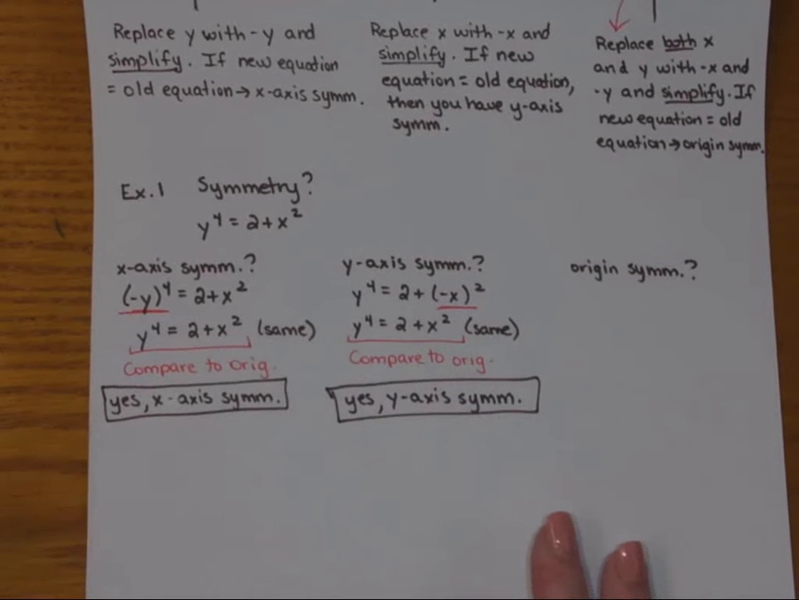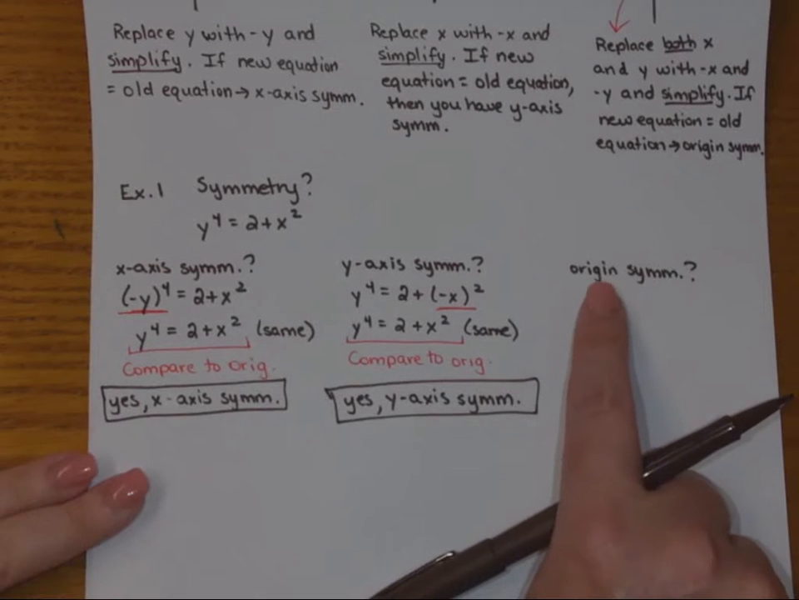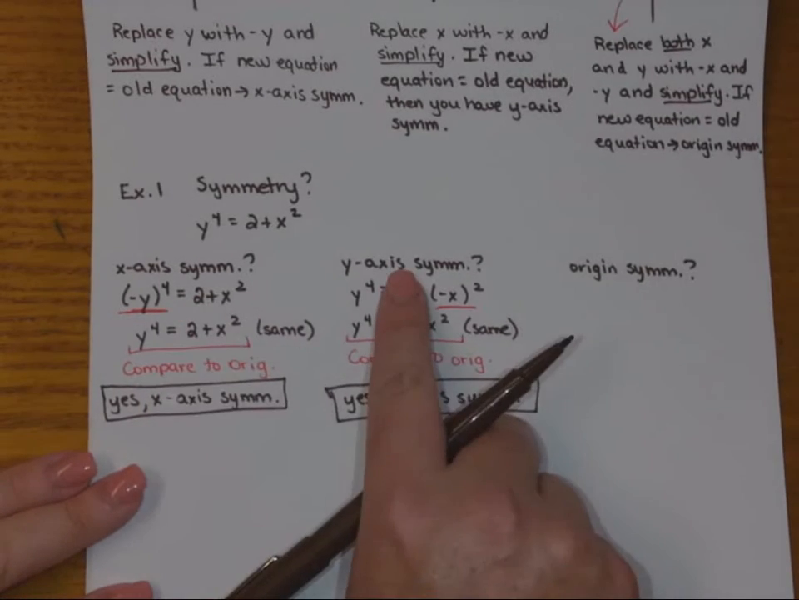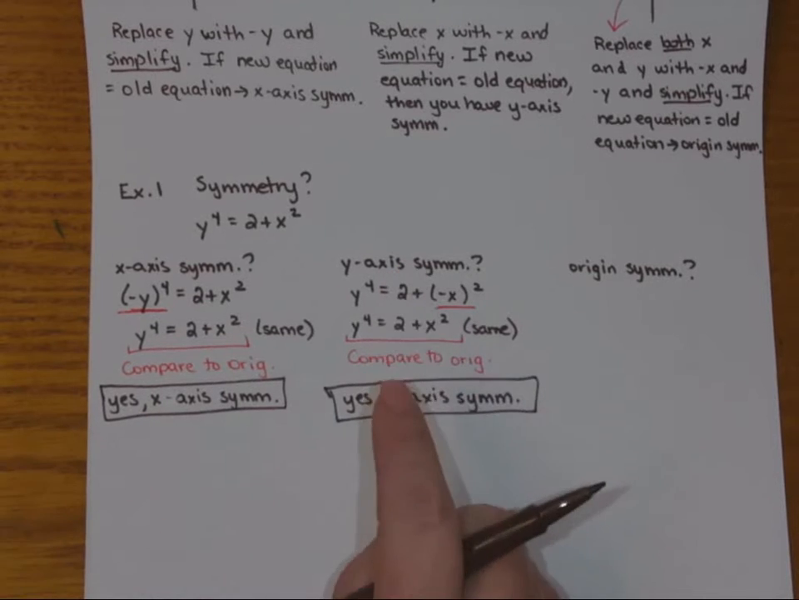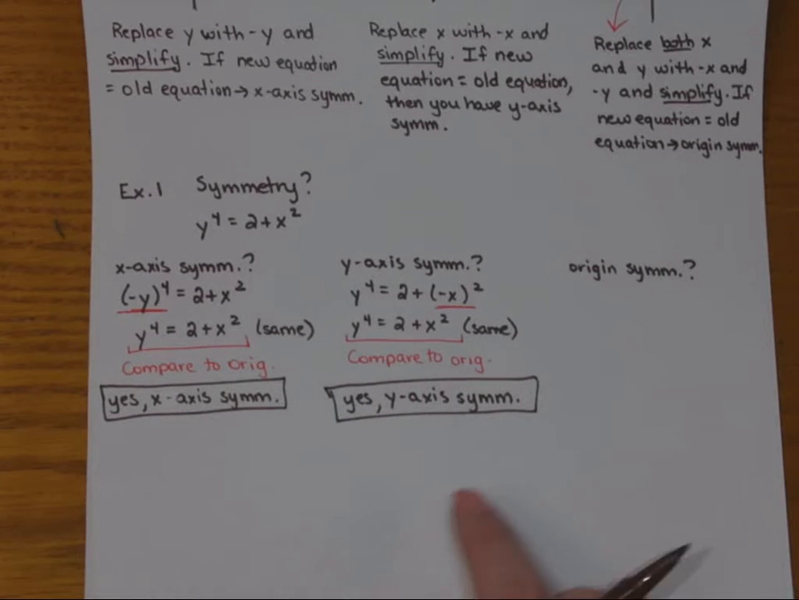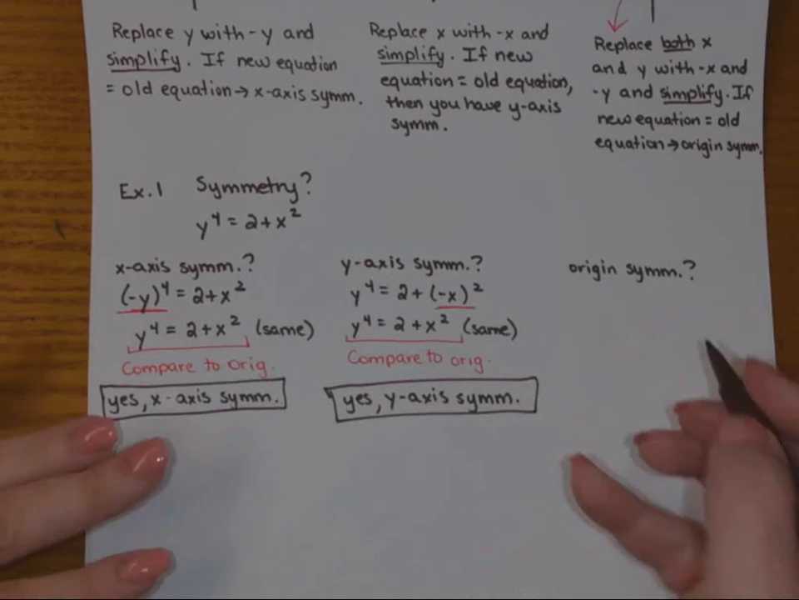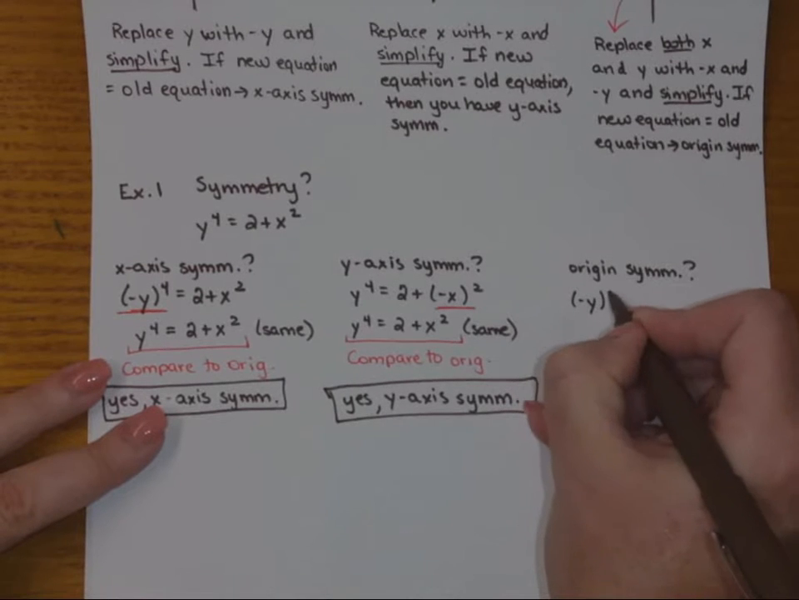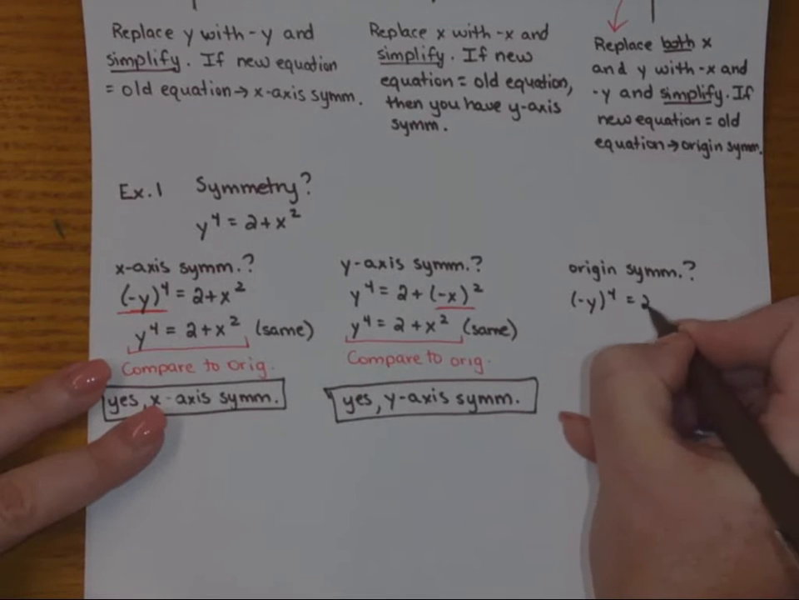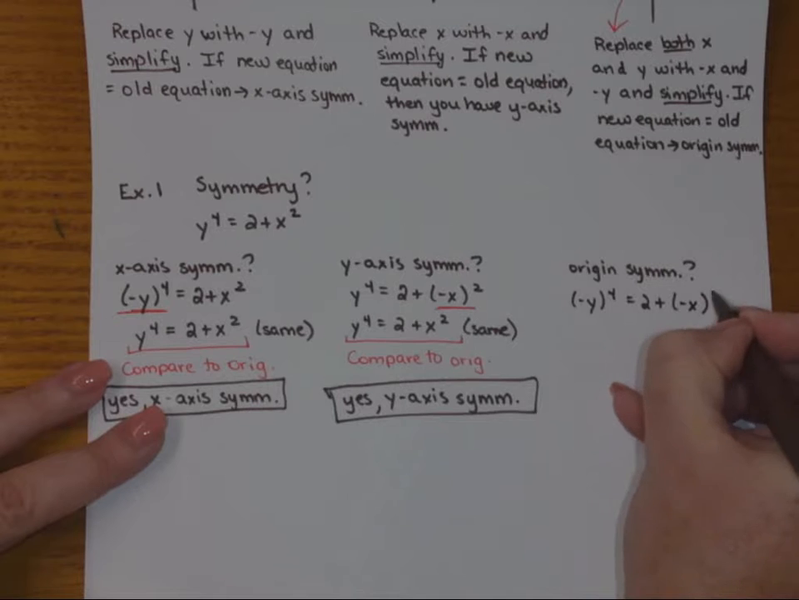Okay. If you don't get the exact same equation again, like a sign is off or something like that, then you're going to say no, it doesn't have that type of symmetry. And then for the last type of symmetry, origin symmetry, remember for x and y, we set the other variable equal to the negative version of itself. For origin symmetry, we do both. Okay, we replace both y with negative y, but also x with negative x.